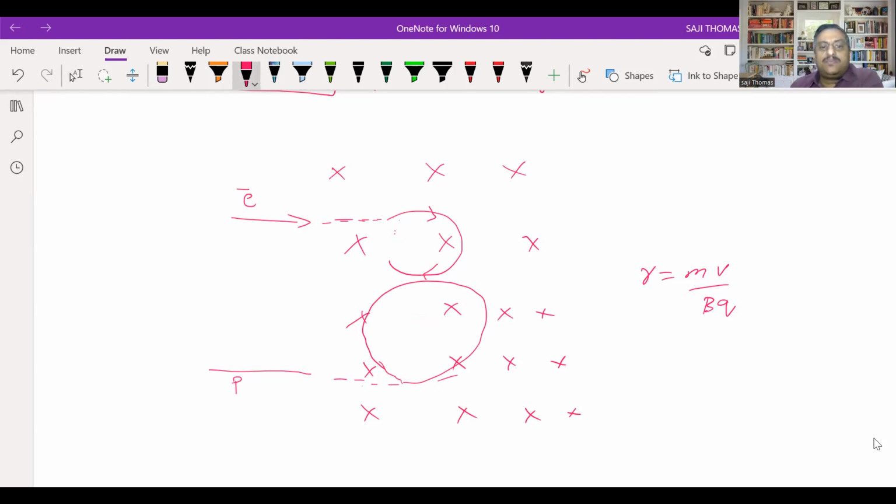If a neutron is entering this magnetic field, what will happen? Neutron has no charge, right? So it will go straight only, because neutron has no charge. It will experience zero force only. Okay, children?